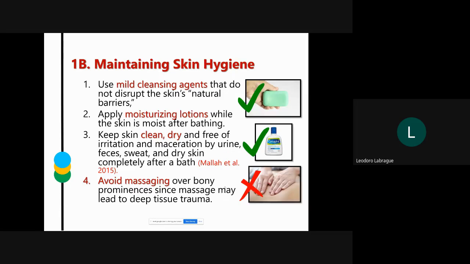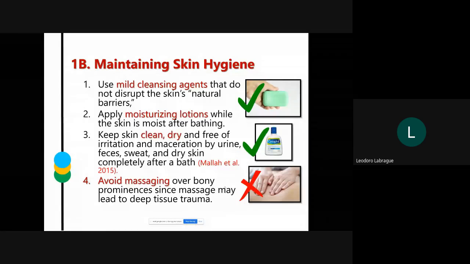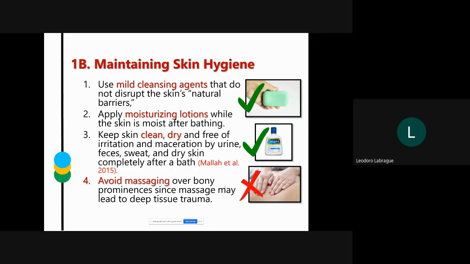Skin hygiene is very important to promote skin integrity, especially, as we have mentioned earlier, if the patient is incontinent. Incontinent means the patient urinates or defecates in the bed. And that is the most important predisposing factor for pressure ulcers. So how do we prevent those complications?